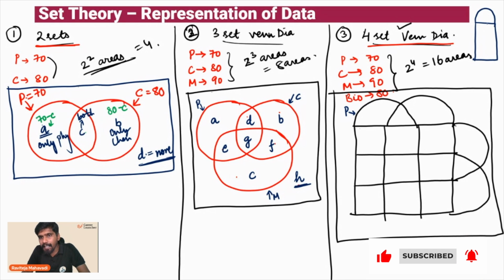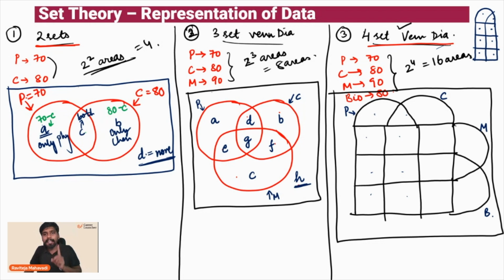This is the entirety of physics. So within physics, there are 1, 2, 3, 4, 5, 6, 7, 8 areas. Similarly, this is chemistry, this is math, and this is bio. And how do I go about naming them? I first check what are the areas that correspond to only one of the subjects, only physics, only chemistry, only math, and only bio. And I say this is A, this is B, this is C, and this is D.